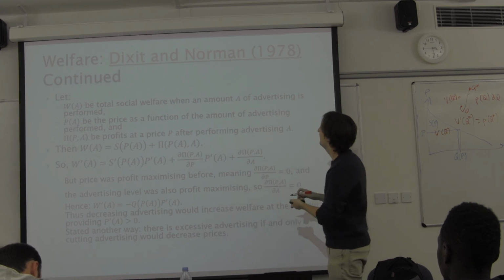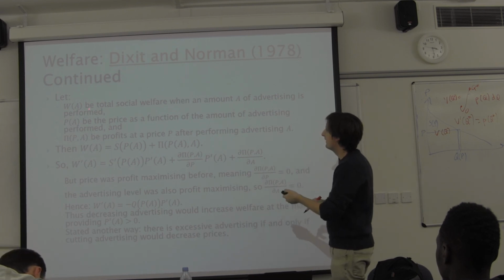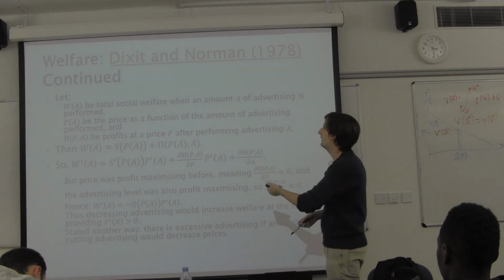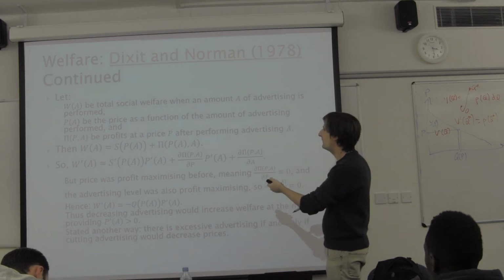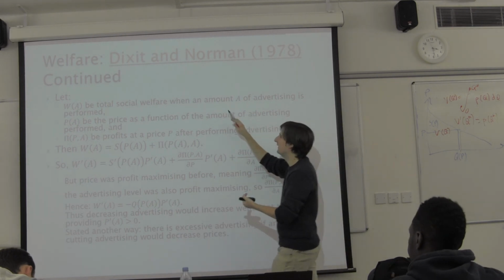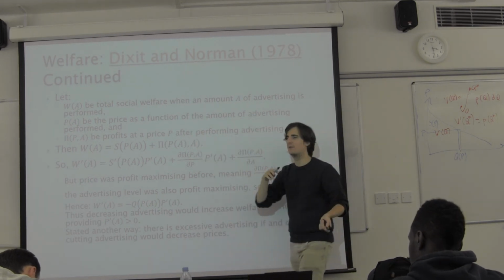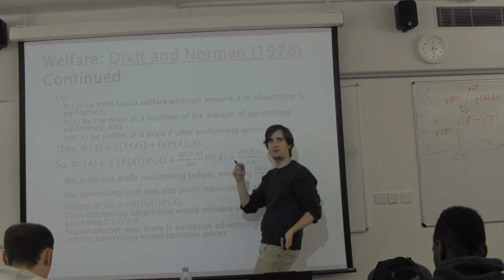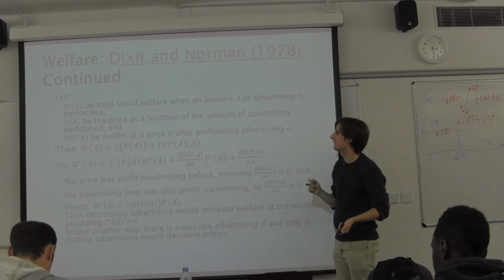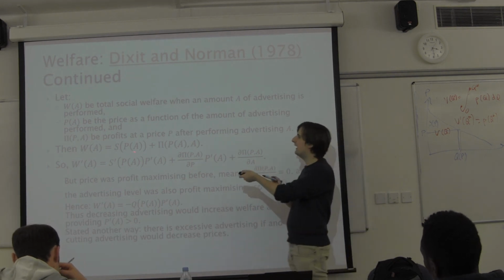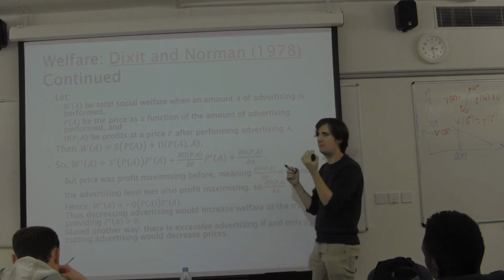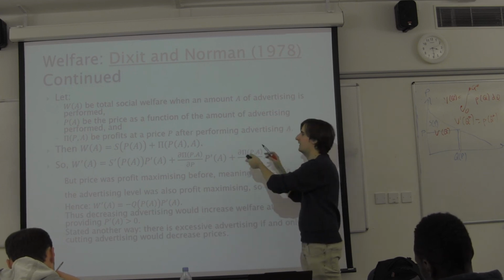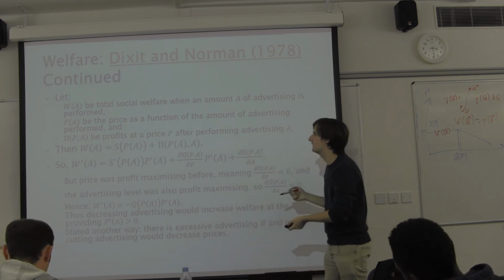Okay, so we're going to define a few more things. I know this is painful, but it's going somewhere. So we say W of A is the total social welfare when the amount of advertising A is performed. P of A is the price as a function of the amount of advertising performed. And pi of P, A is profits at a price P after performing advertising A. So that's the realized value of profits.